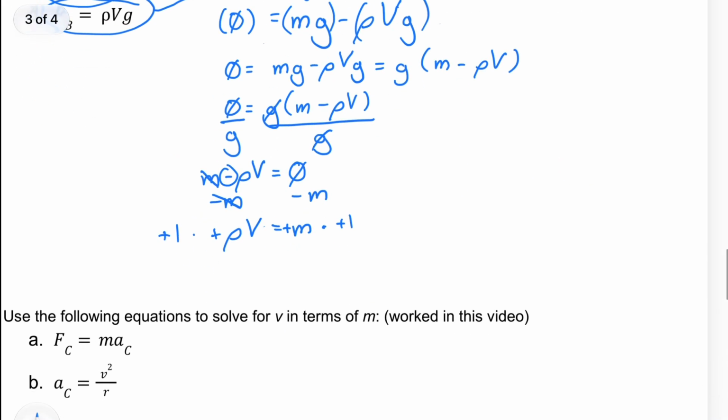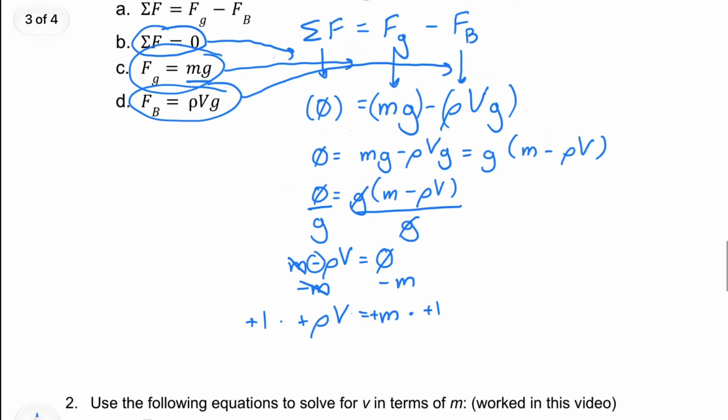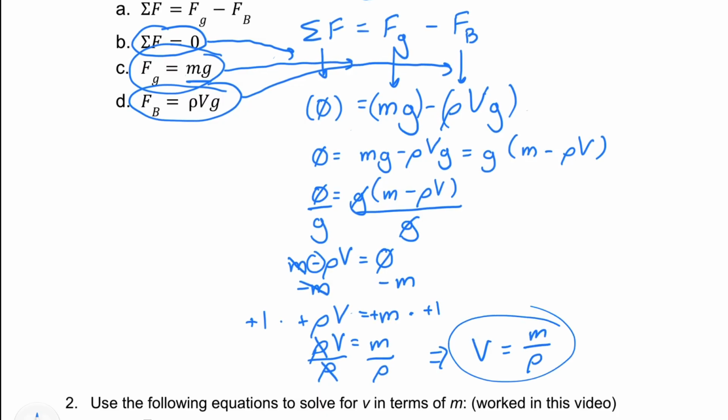And finally, we've got to get rid of everything that is associated with this v. If we simplify, we get rho v equals m. If we divide the left side by rho and the right side by rho, we cancel out those rhos. We end up with v by itself. And so that gives us v equals m divided by rho. And that is our answer.